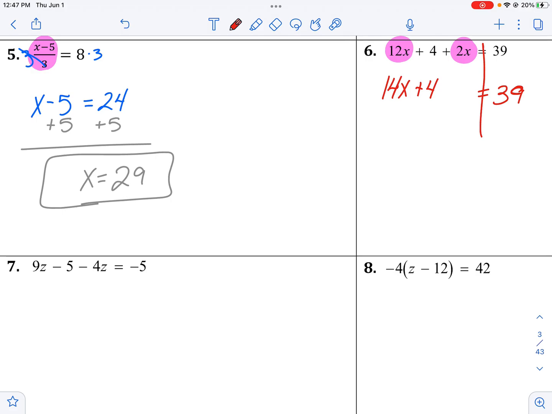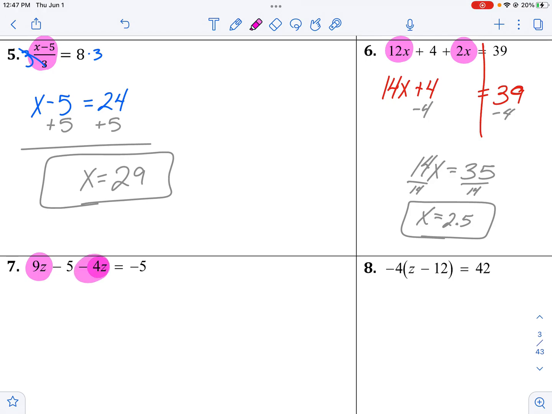All right, so number 6, I see a plus 4 with my variable term, my 14x. So I need to undo the plus 4. I'll subtract 4 from both sides. 14x is 35. If I divide by 14, is it 2.5, I think?